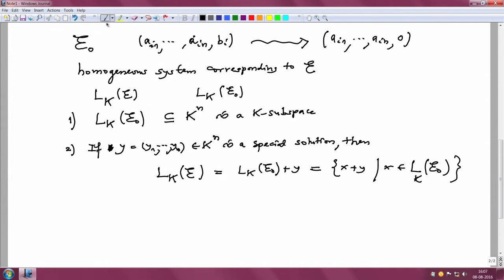Okay, now I want to illustrate this method by one concrete example, which is also known as Gauss elimination. So, let us write it as example, which is Gauss elimination.